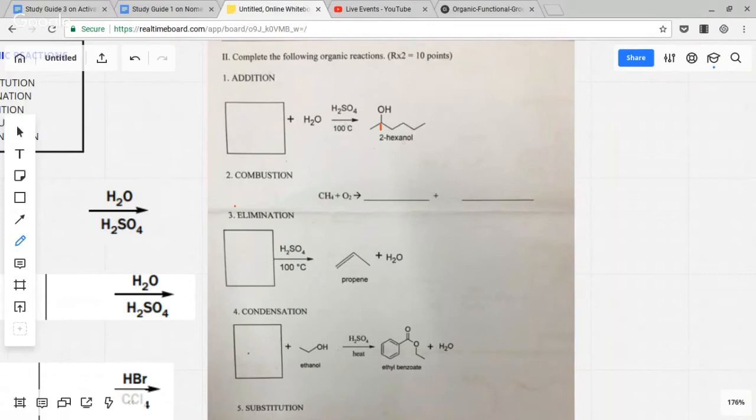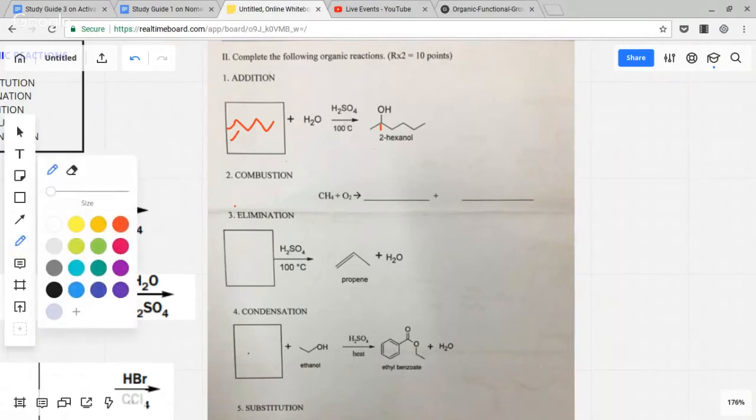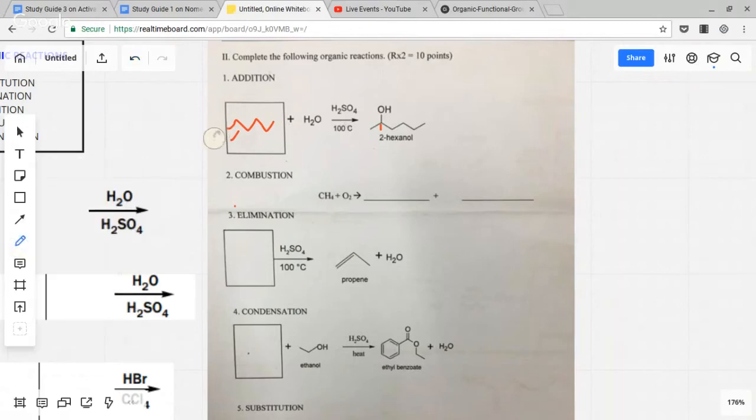So that means if I draw my hexane structure, 1, 2, 3, 4, 5, 6, and for OH and H to be added, I need to start with a double bond. Let me draw that properly. I've got to have a double bond here, because if you recall how I discussed this, the carbon at this end is a CH2. While if you have a single bond on the right side, that means you get CH3.